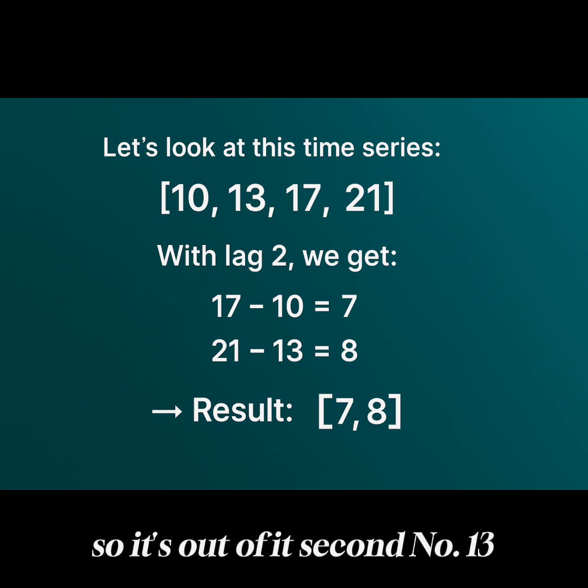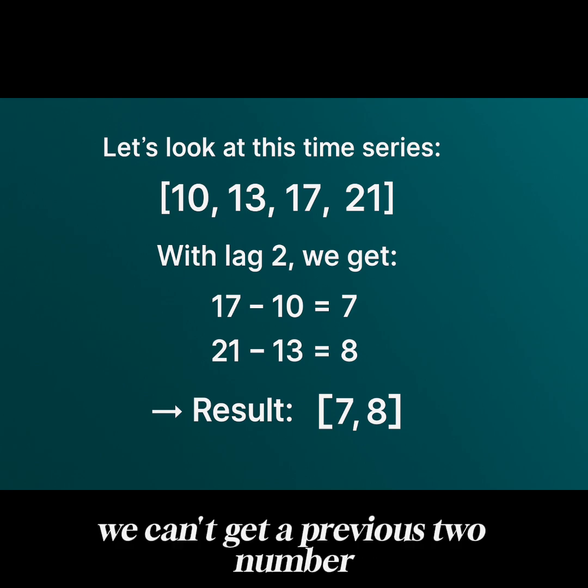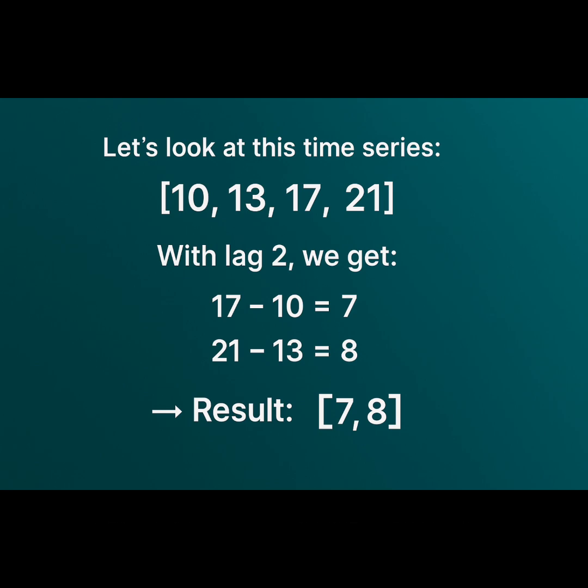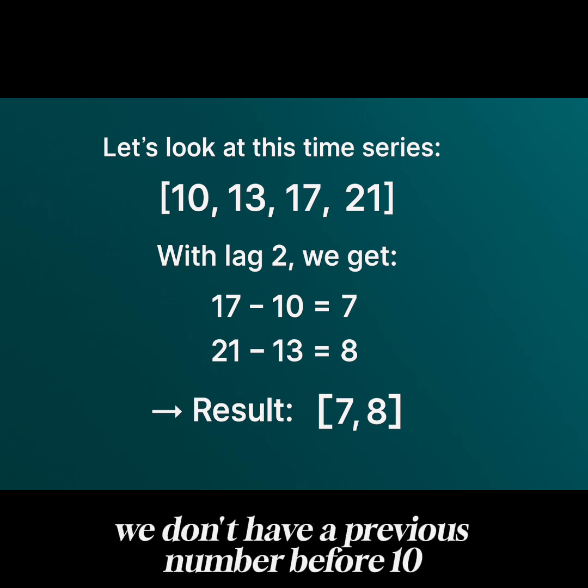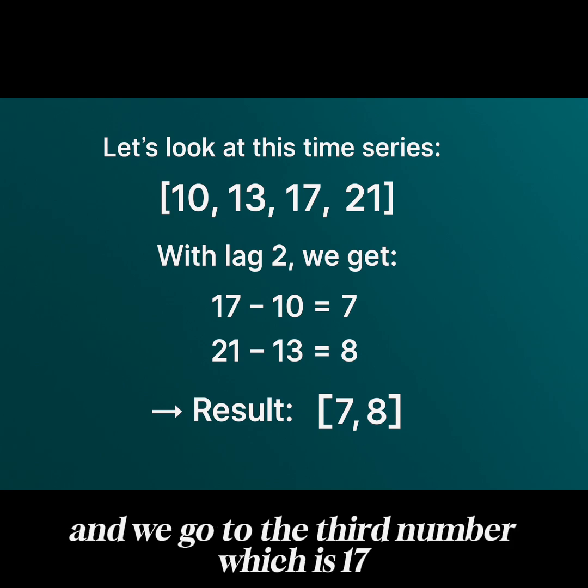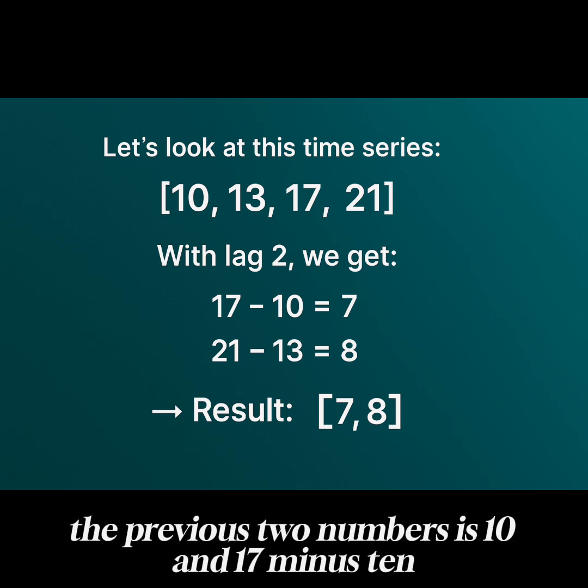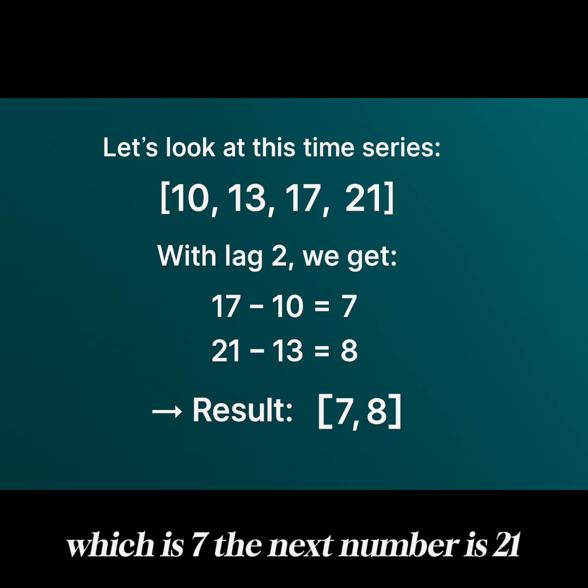So 10 is out of it. Second number, 13. We can't get a previous two number because the previous number is 10. We don't have a previous number before 10. Hence, we'll go to the third number, which is 17. The previous two number is 10. Hence, 17 minus 10, which is 7.